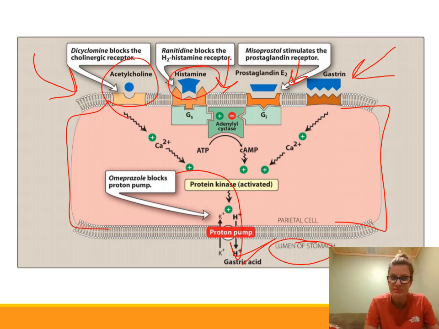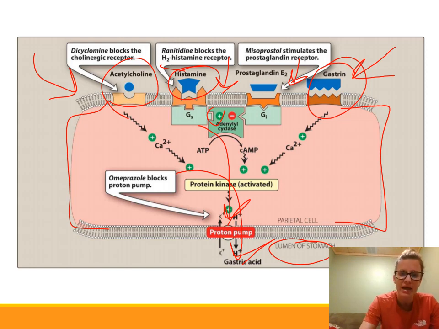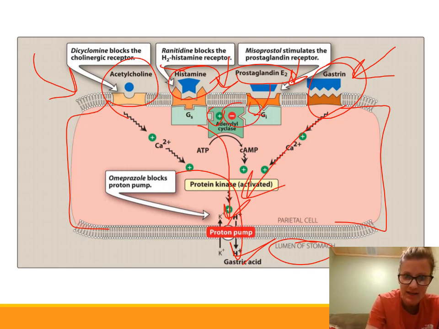Histamine, when histamine binds to H2 receptors, this, see the little plus sign, this also increases the release of stomach acid. Over here, gastrin. Gastrin is a hormone that's released when we have food coming down into the GI tract. Gastrin also increases the release of acid into the stomach. Prostaglandin E2 is the one thing that does not. So prostaglandin E2, you see the negative, right? It stops, turns off this production of acid into the stomach.